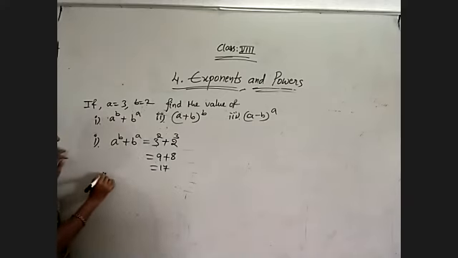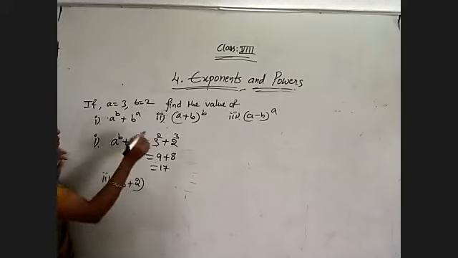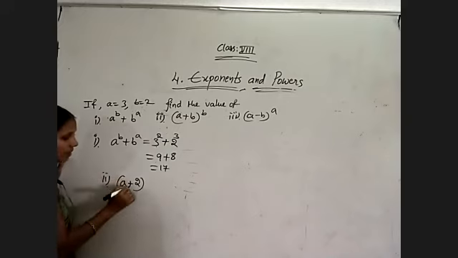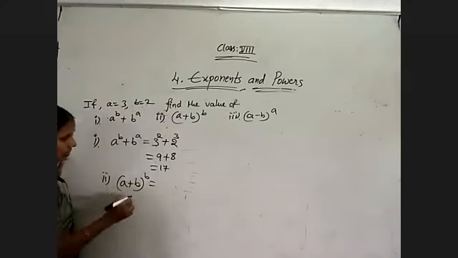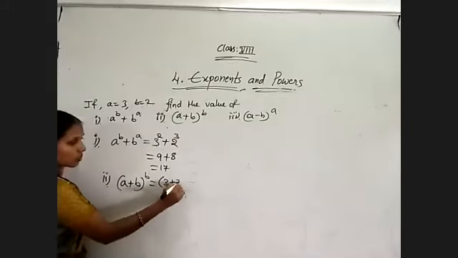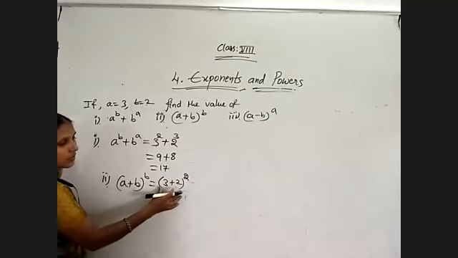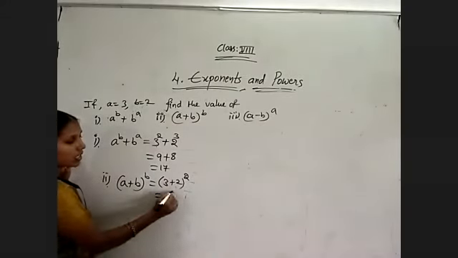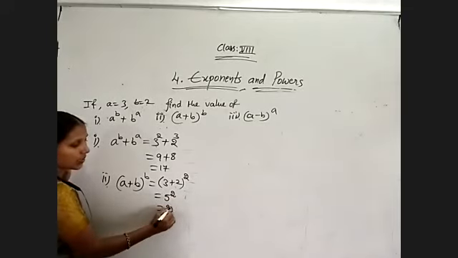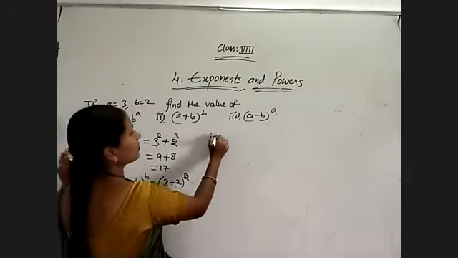And my second question, A plus B whole power B. A value is 3, B value is 2. So 3 plus 2 whole, B value is 2, so square. First of all, we need to finish the brackets operation. 3 plus 2 is 5. That is 5 square. 5 square is nothing but 25. 5 5s are 25.